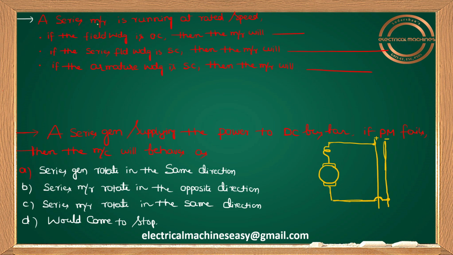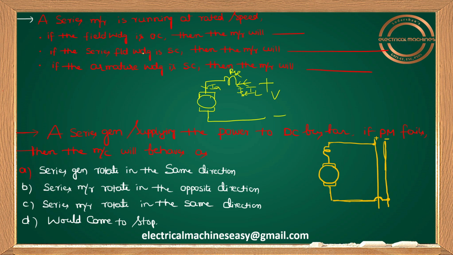A DC series motor is running at rated speed. The field winding is open circuited. So very simple, let me take a DC series motor. The series field winding is connected in series with the armature and in series with the supply V. So the line current IL is ISC, which is the same as IA.